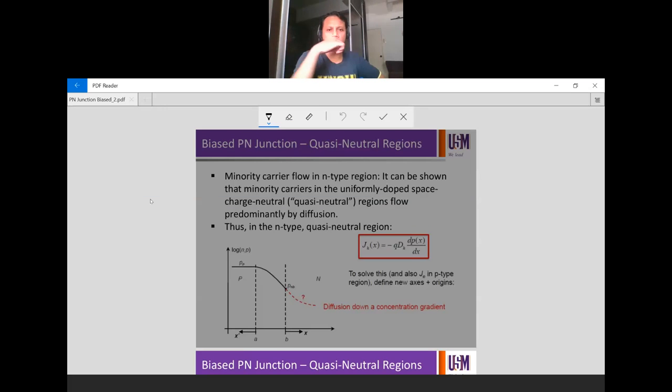So minority carrier flow in N-type region, it can be shown that minority carriers in the uniformly doped space charge neutral or quasi-neutral region. So this quasi-neutral is actually referring to this region, Q and R, or also this region, Q and R. Outside the depletion region, to the left and to the right of the depletion region, is called the quasi-neutral region.